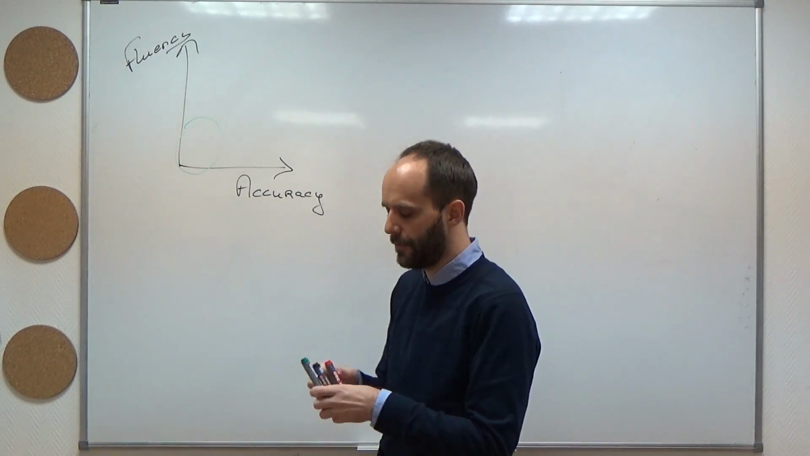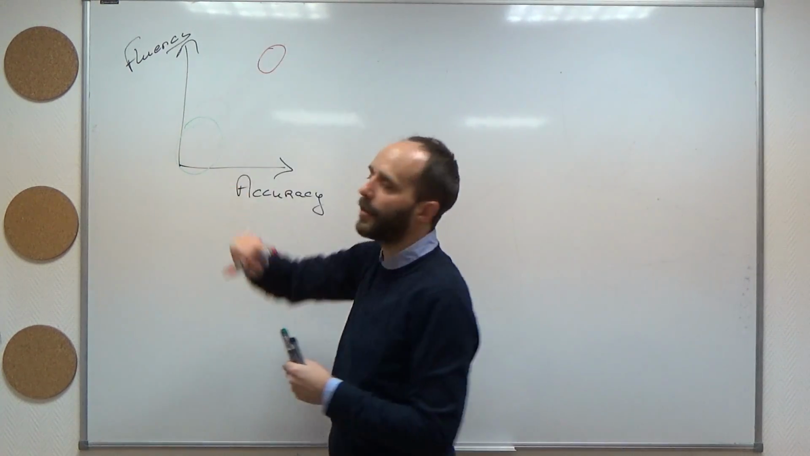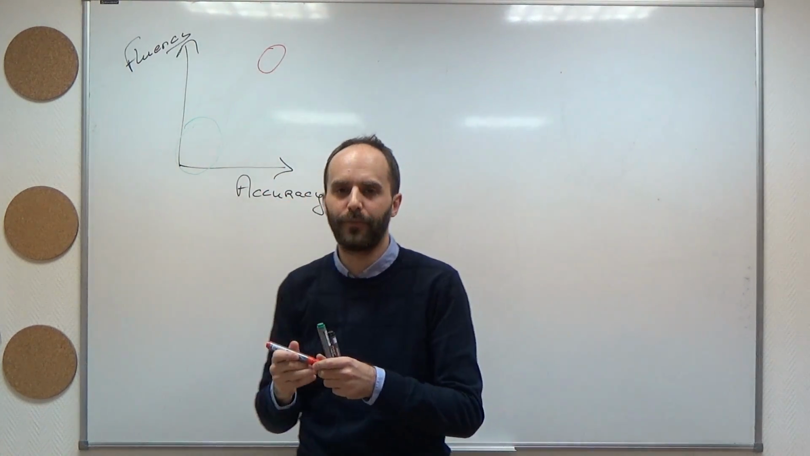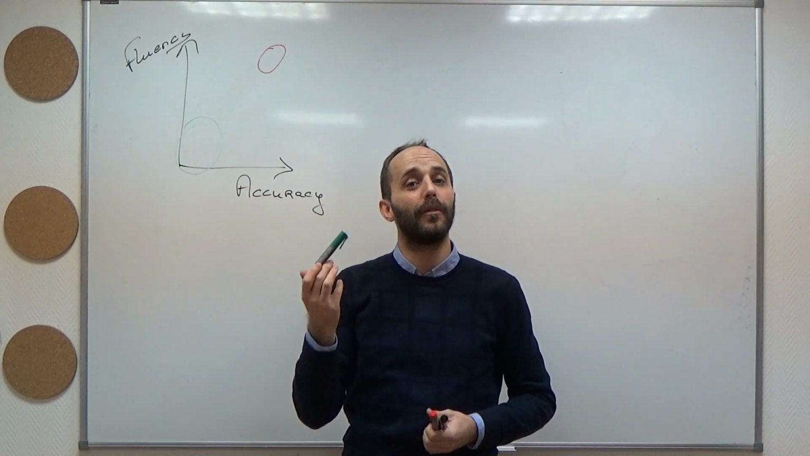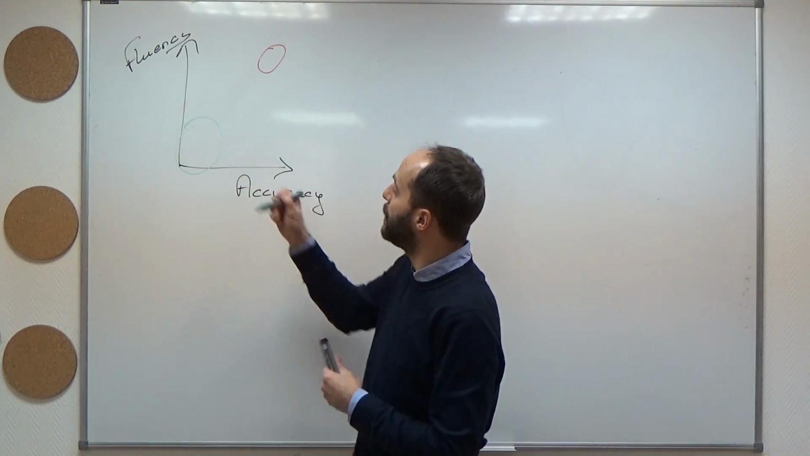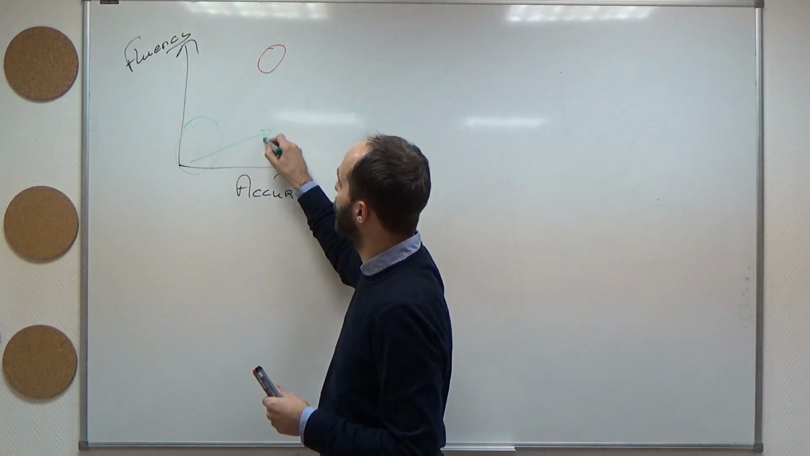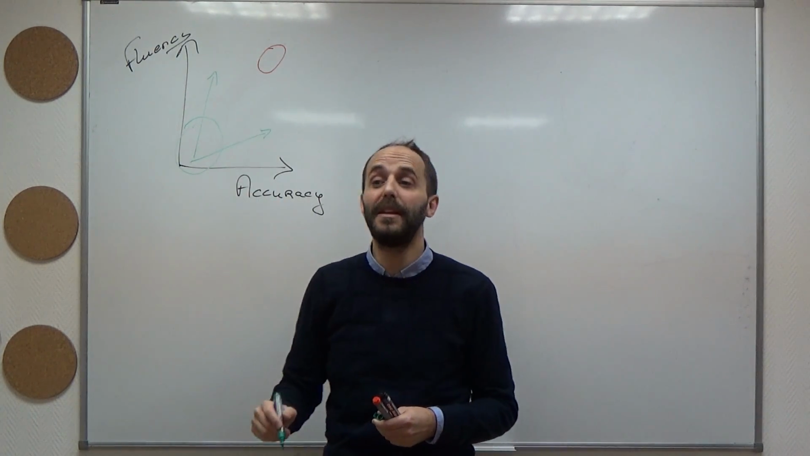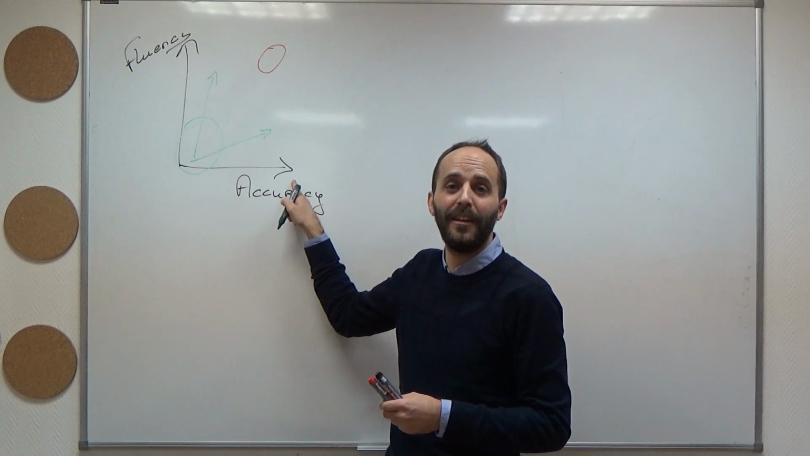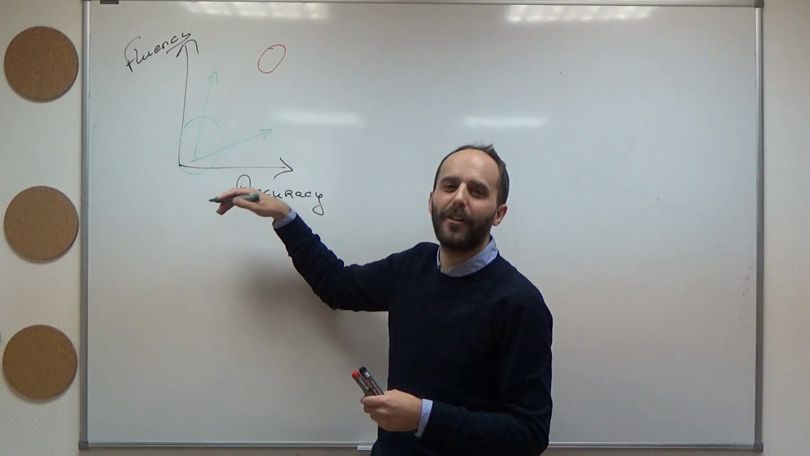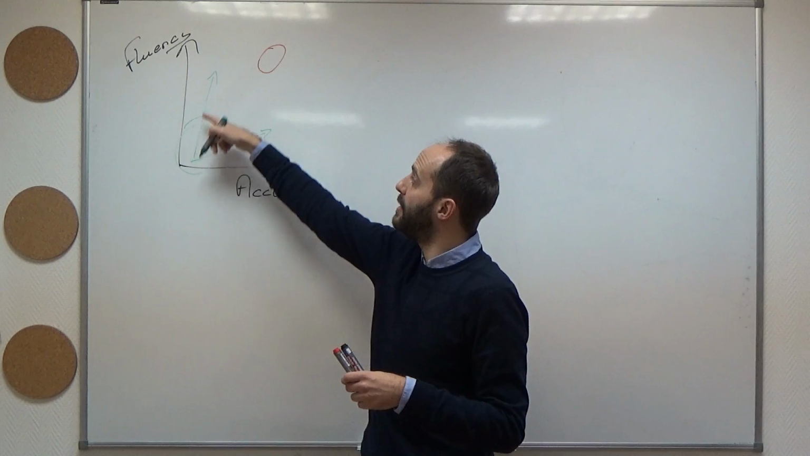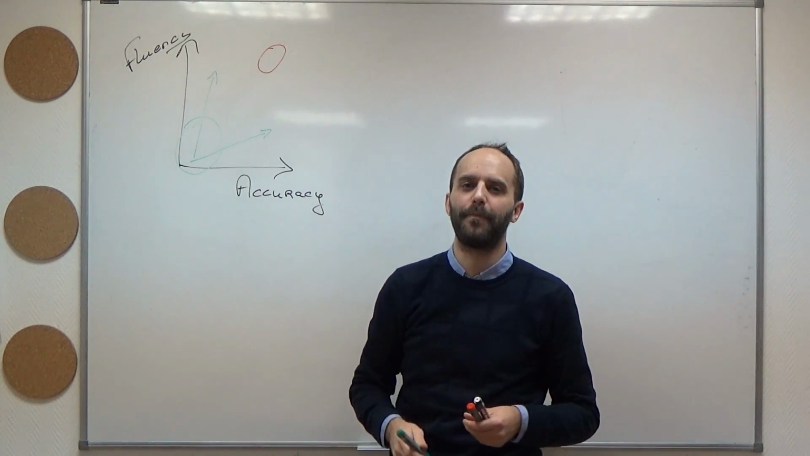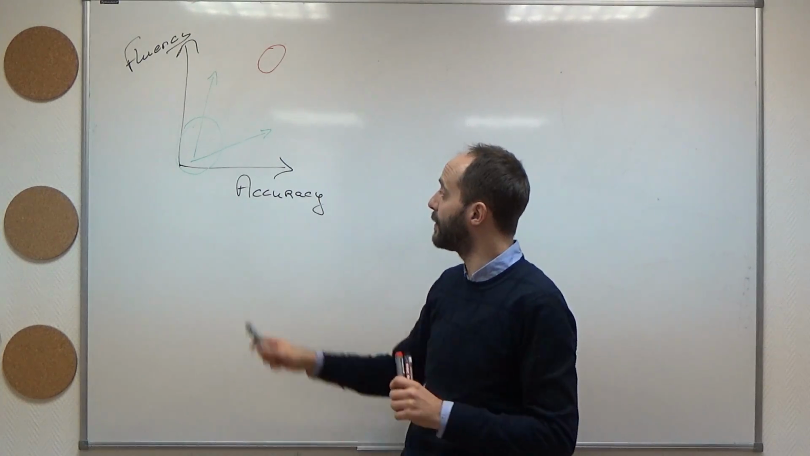What's our goal? Our goal is for them to achieve this: high accuracy, high fluency. In reality, we teachers know that most students either develop like this or like this, meaning that they achieve high accuracy, but they feel a language barrier, they don't feel fluent, or they achieve high fluency, but make lots of mistakes when they're speaking. It's normal, it's normal.